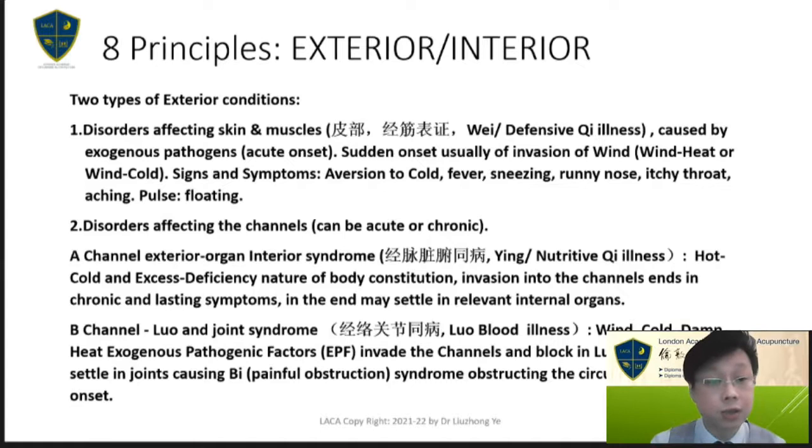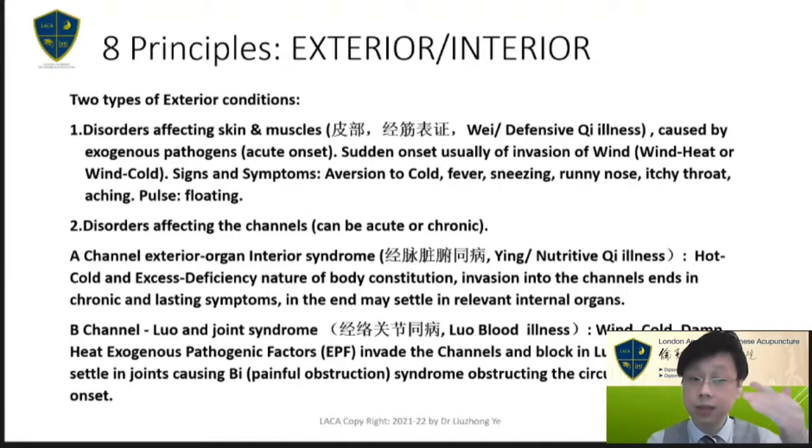This is caused by exogenous pathogens of acute onset. So the symptoms include the sudden onset, usually, of an invasion of winds, either wind heat or wind cold. That could be related to aversion to cold, fever, sneezing, running nose, and itchy throat and everything, because they're affecting the skin. So it's not only skin rash like eczema or psoriasis, but also the usual cold and flu kind of symptoms that could all be included here.